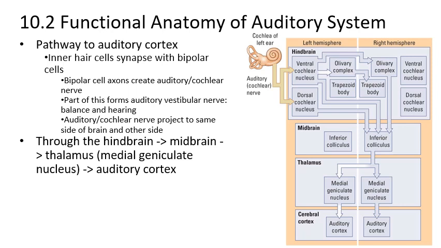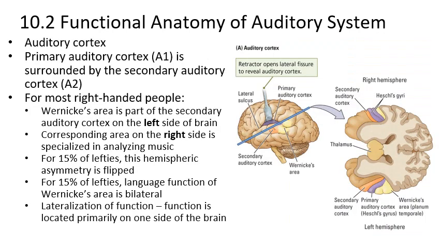The visual information, you probably remember, had rather complex pathways, but also went through the thalamus to a different nucleus in the thalamus, and then went to the visual cortex. Similarly, auditory information goes through the thalamus and the auditory cortex. Within the auditory cortex, which is in the temporal lobe on both sides of the brain, primary auditory cortex, also known as A1, is surrounded by the secondary auditory cortex, known as A2.